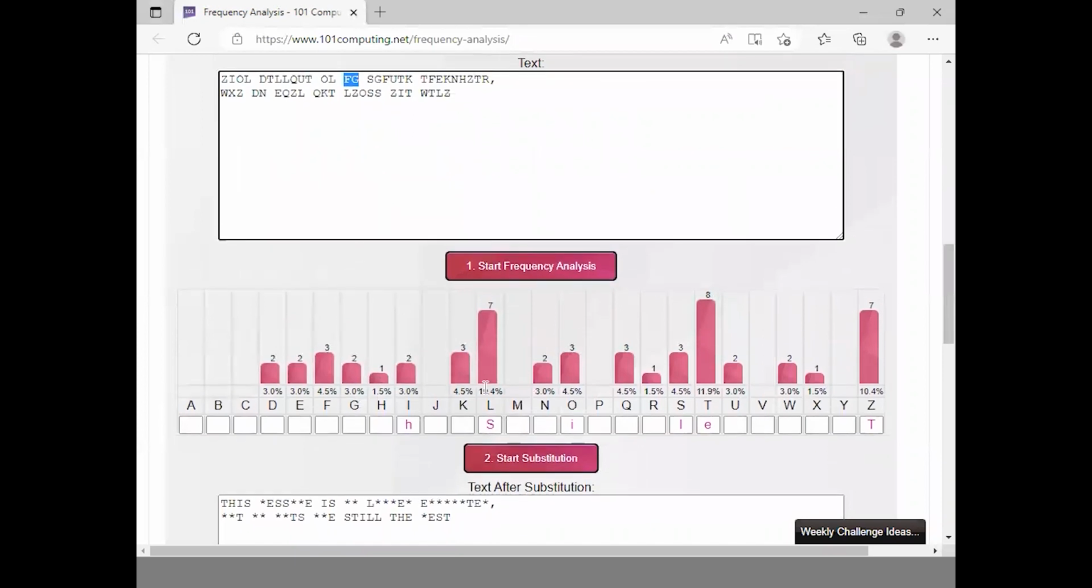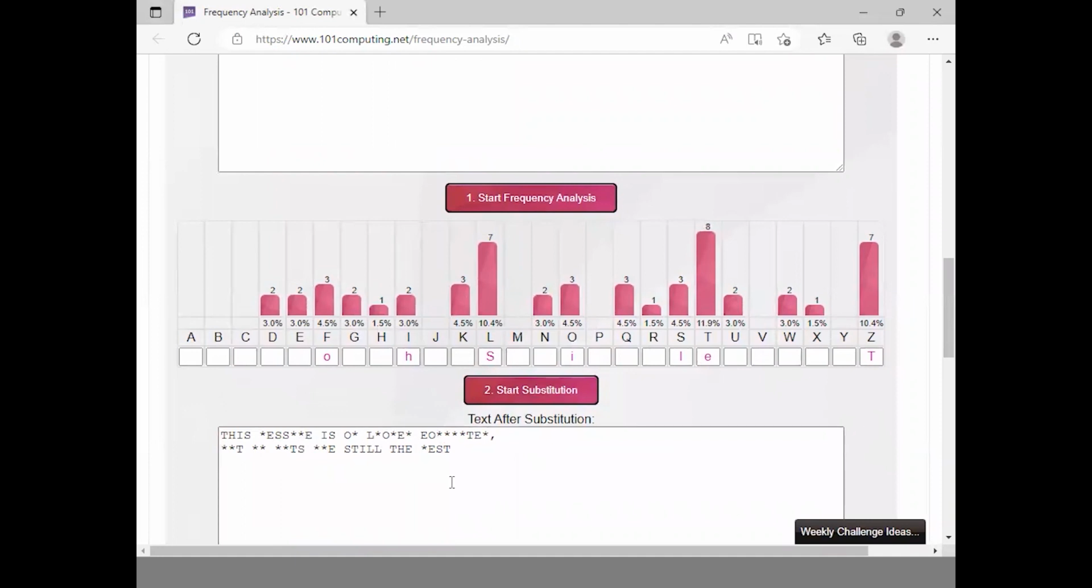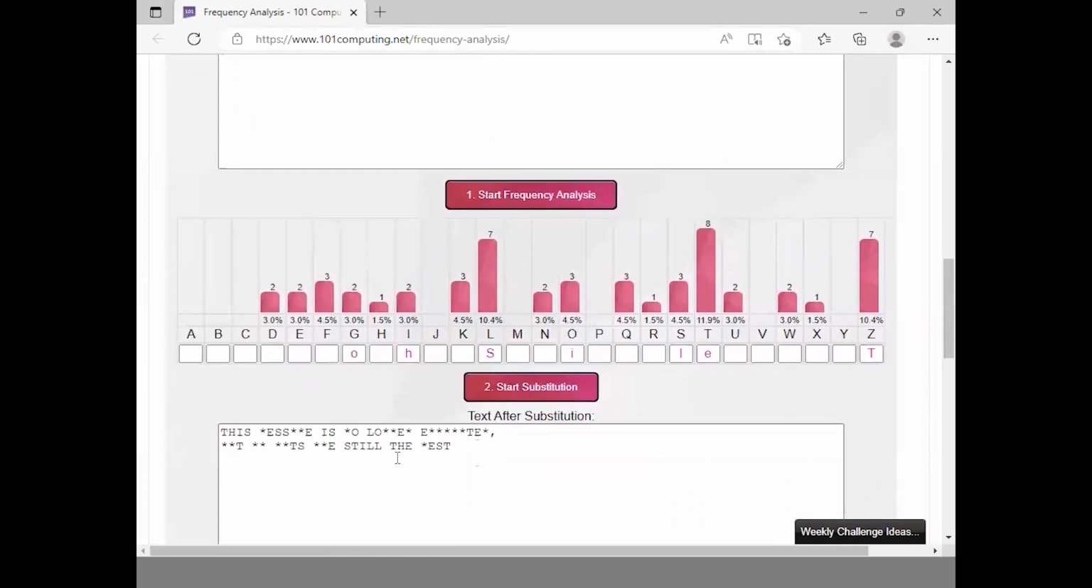So if we map an F to an O, we end up with this. That's nonsensical right there, though. EO is not really going to lead us anywhere good. So we can instead say that probably the G is the vowel, that G is the O. And that's looking much better.